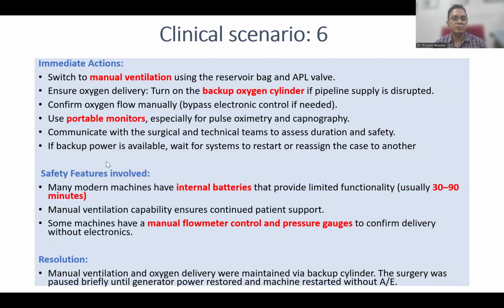Okay. So the safety mechanisms which were involved: we have internal batteries, which are actually functional for at least 1 hour, right? So manual ventilation capability ensures continued patient support, and some machines have manual flow meter control and pressure gauges to confirm the delivery without alerts, right? Okay, so the resolution was manual ventilation and oxygen delivery were maintained via the backup cylinder.